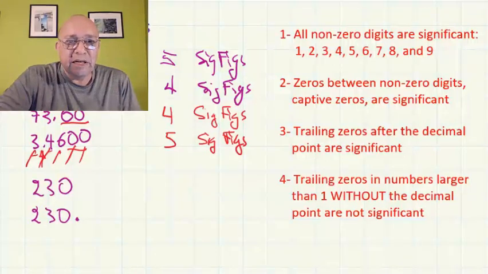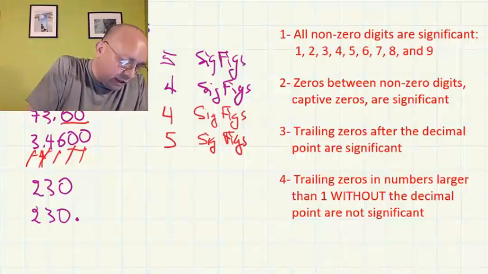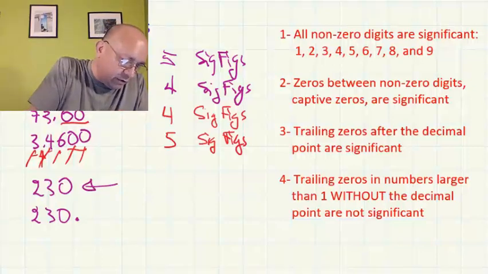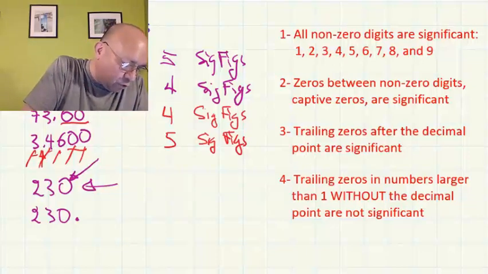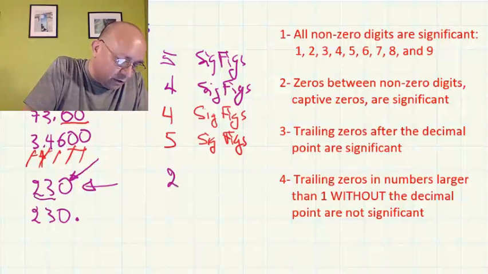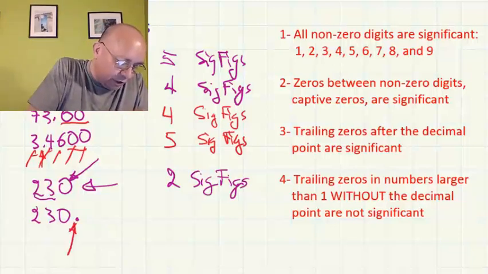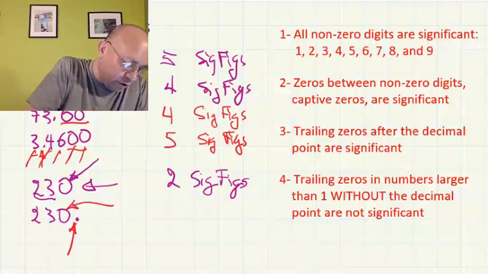Trailing zeros in numbers larger than 1 without the decimal point are not significant. So in these two examples, this 230 doesn't have the decimal point, so this zero is not significant. Here we only have 2 significant digits, the 2 and the 3. So this is 2 SigFigs. On the other hand, in this other example, we have the decimal point here. So this 0 becomes significant because of the presence of the decimal point. So here in this example, we have 3 SigFigs.